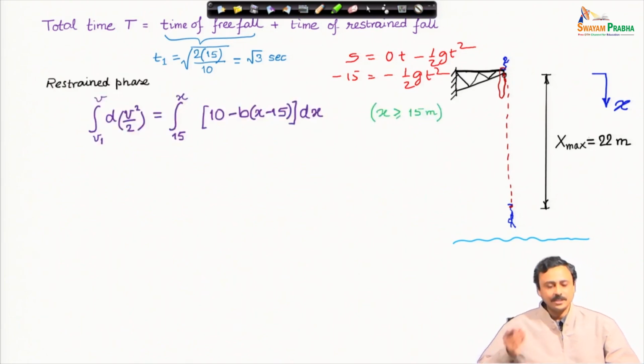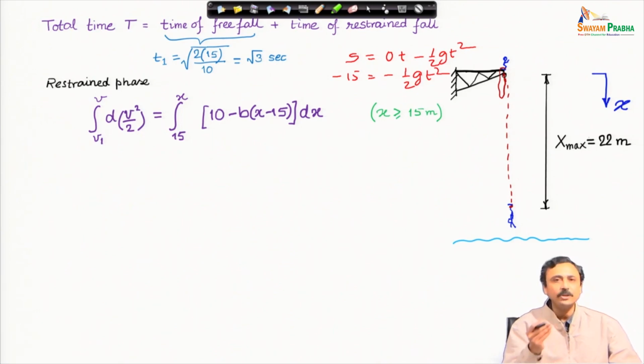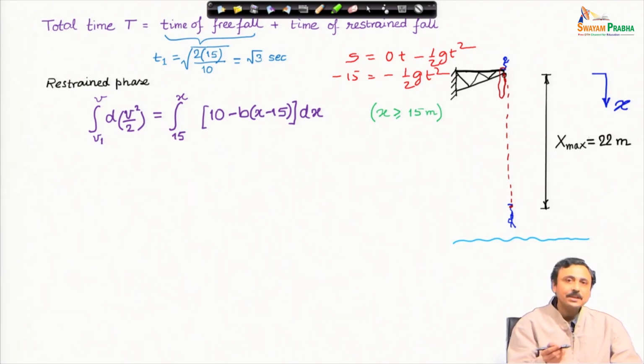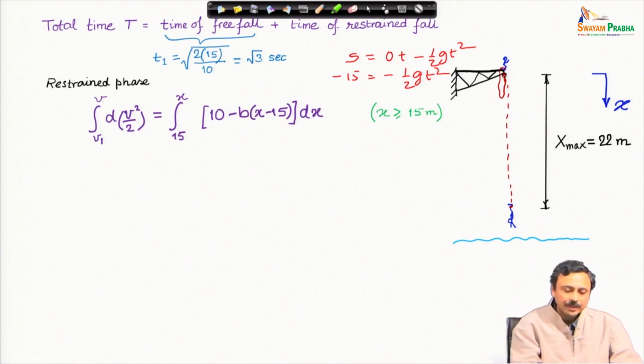Then the restraint phase, this is a little tricky. Here what I do first is, you remember this integral which we are solving, we were going from v1 to 0 for the maximum depth. Now, I am not going up to 0, I am going up to an arbitrary point, arbitrary x, which is of course less than 22, greater than 15. Therefore, at that point the jumper will have a velocity v.